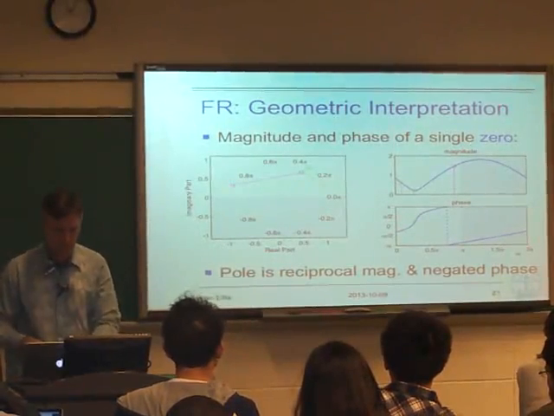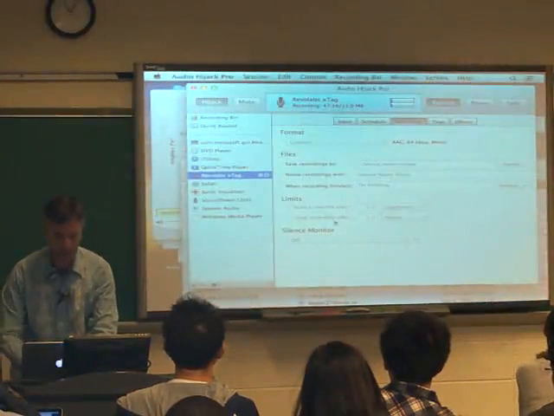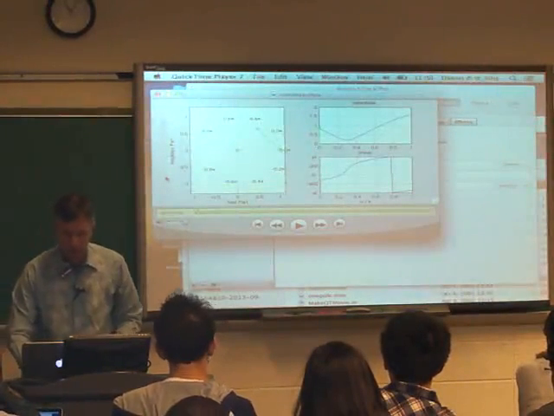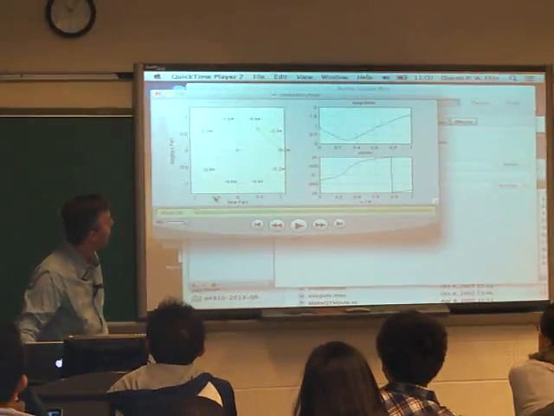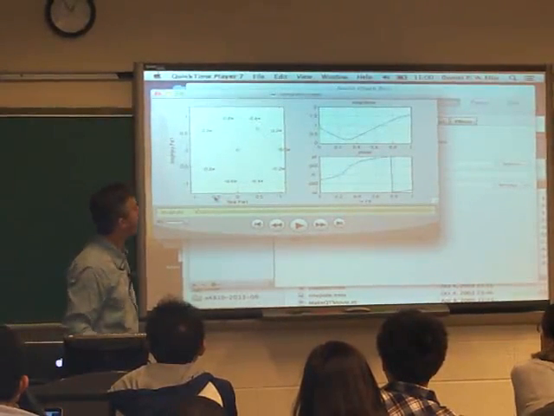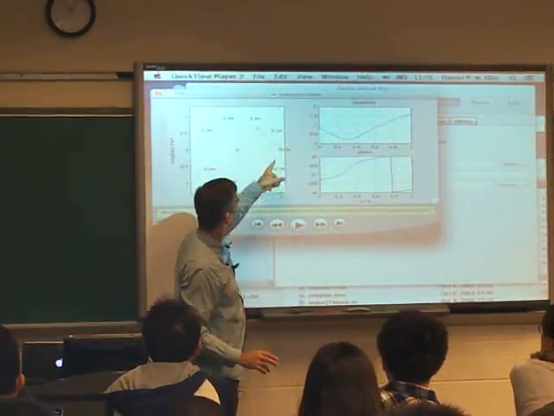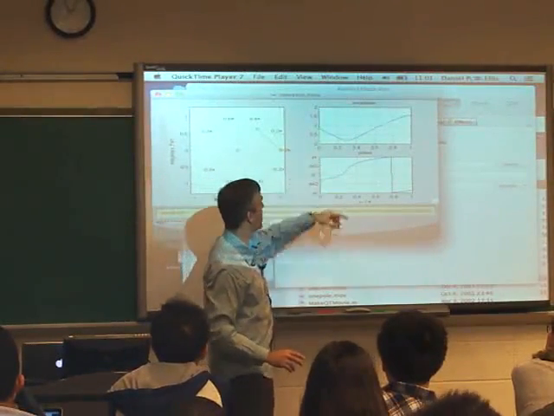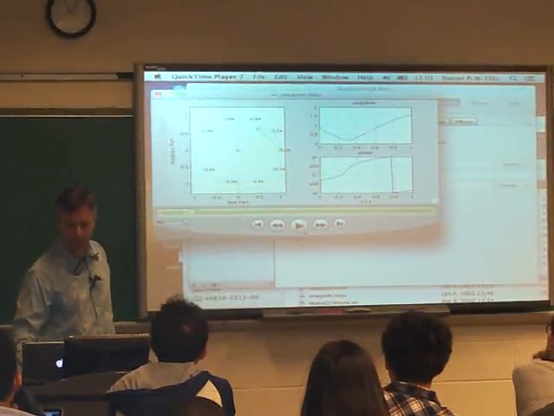So let me just show you a movie. I just did that same thing, but in MATLAB I stepped omega over a set of values, and then plotted the phase and the magnitude. Let me just play you the movie. I've only done it from 0 to pi on this picture.